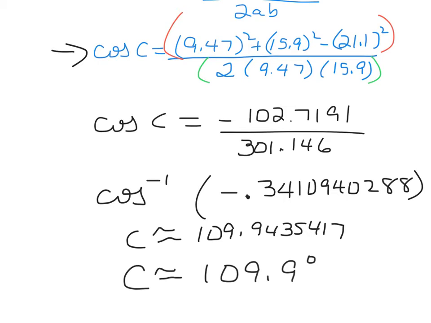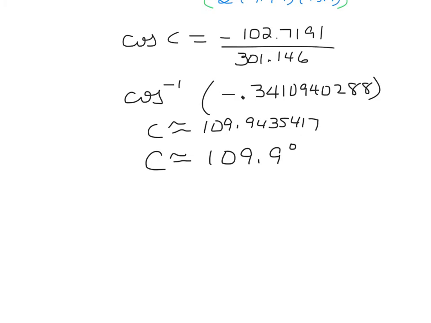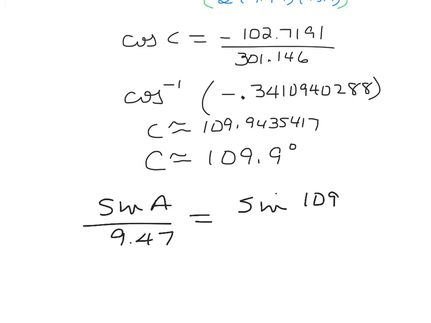Now again, step 2, use law of sines. And again, we're going to look for the smaller of the two. And then for the last angle, I just use that angle sum. So the smaller of the two is going to be angle A. So here I'm going to do sine of A over 9.47 is equal to sine of 109.9, the number I just got, over 21.1.